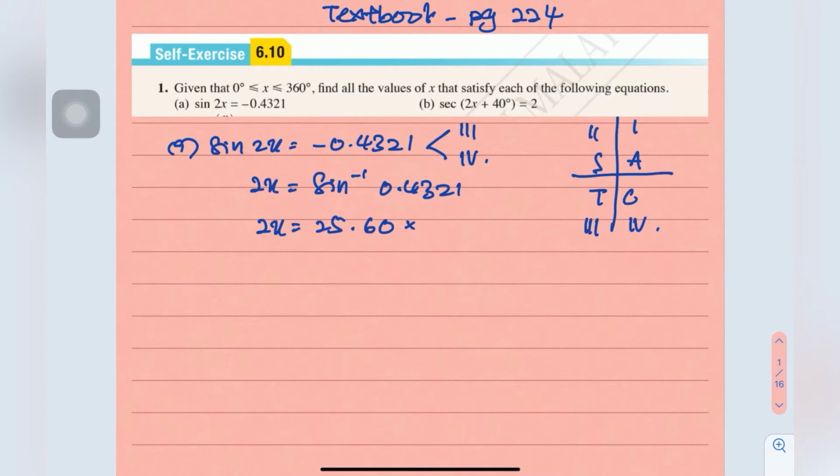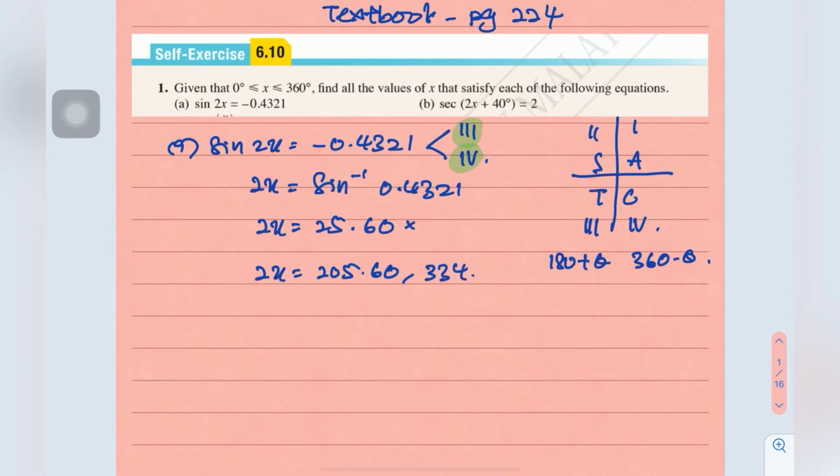Okay, 25.60 is an acute angle, an angle in quadrant 1. Just now we identified angles in quadrant 3 and quadrant 4. We know that the equivalent angle in quadrant 3 is 180 plus theta, and in quadrant 4 it is 360 minus theta. So 180 plus 25.60 is 205.60. In quadrant 4, 360 minus 25.60 is 334.40.